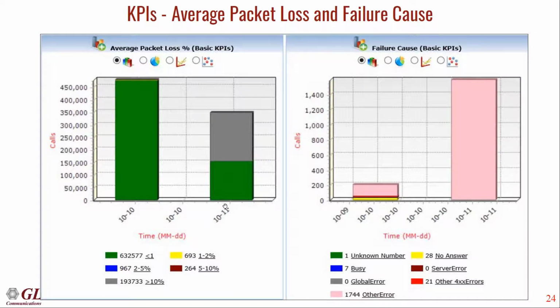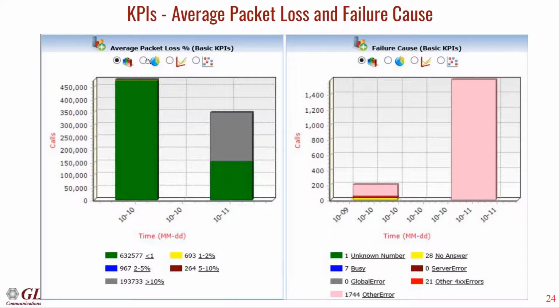Same thing for the packet loss data. So we have that information available through the CDR. All of that is stored in the database, and then you can use the NetSurveyor to generate these KPIs. This gives you another look at the average packet loss, for example.